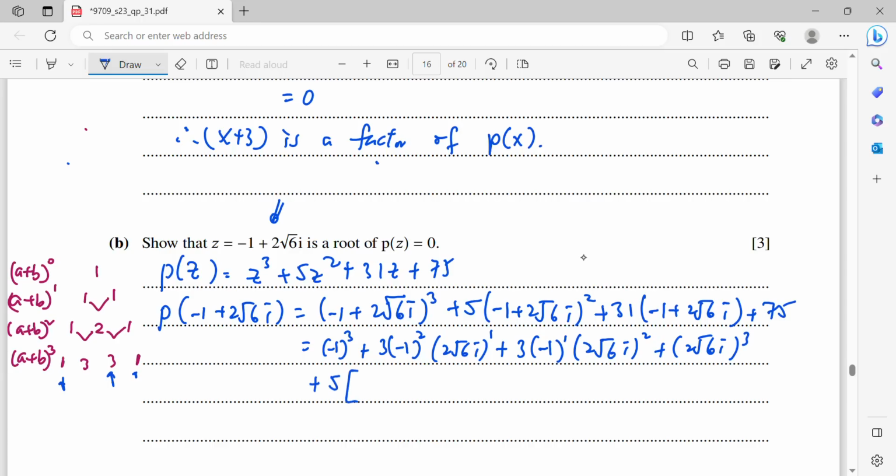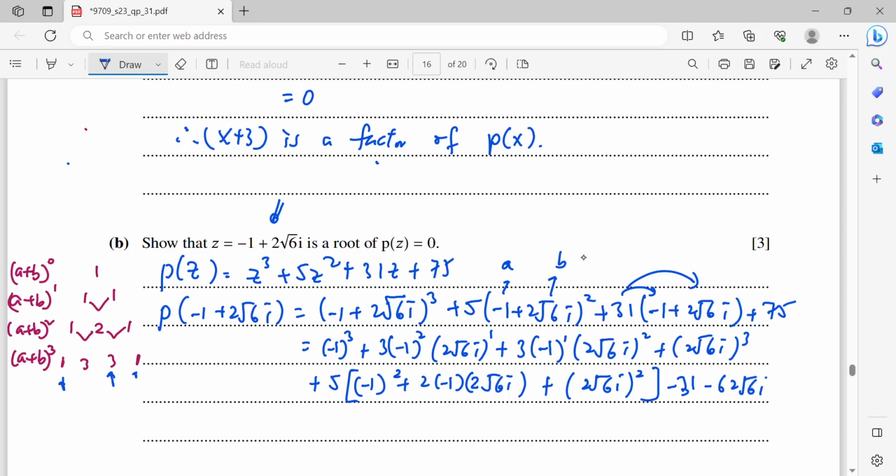Now, plus 5, this is a quadratic. Here a, here b. Right? So it will be a squared plus 2ab. So it becomes minus 1 squared, plus 2 times minus 1 times 2 square root 6i, plus, these two should be normal size, 2 square root 6i squared. That will be the quadratic expansion. Then here, just do expansion. I will get negative 31 minus 62 square root 6i plus 75. Okay, this is plus.